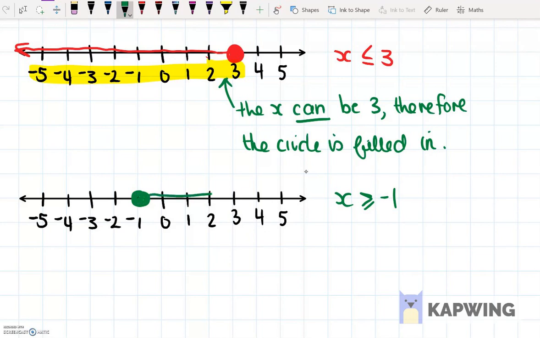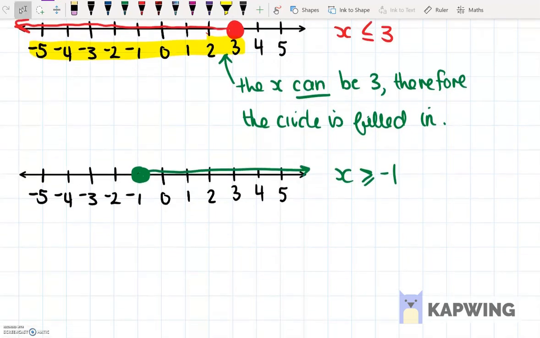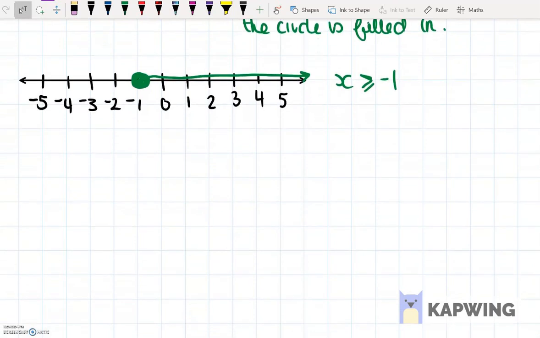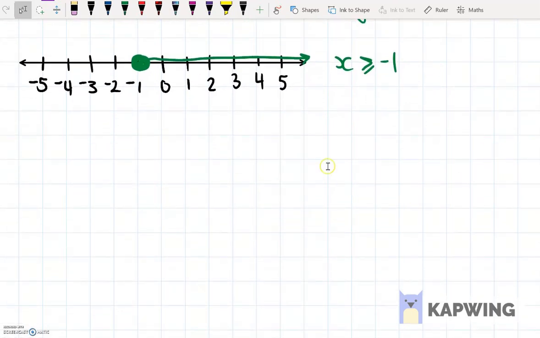Okay, and all our values above -1 are included in this inequality. Okay, so that's how it works. Now sometimes we're going to get it the other way around.